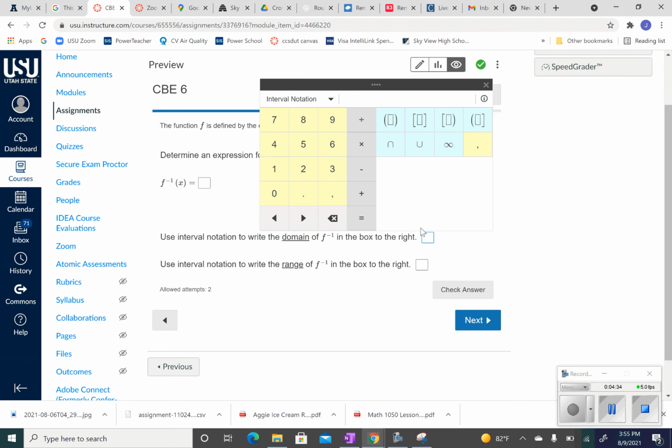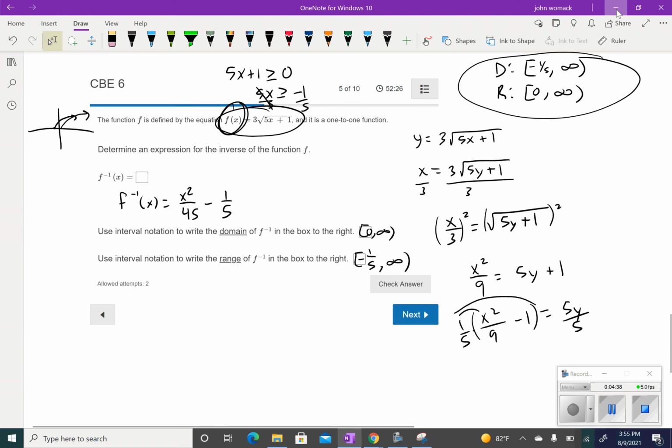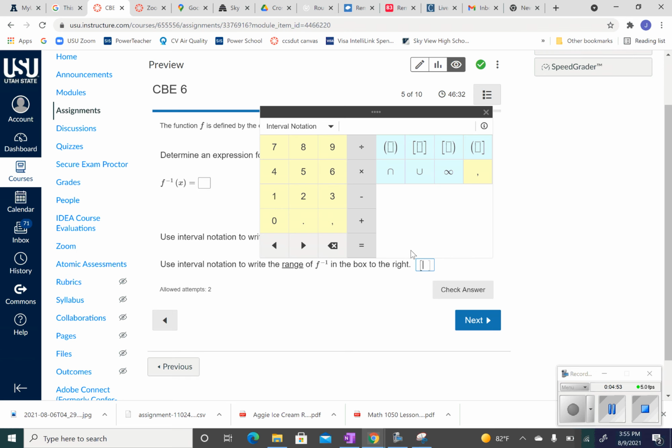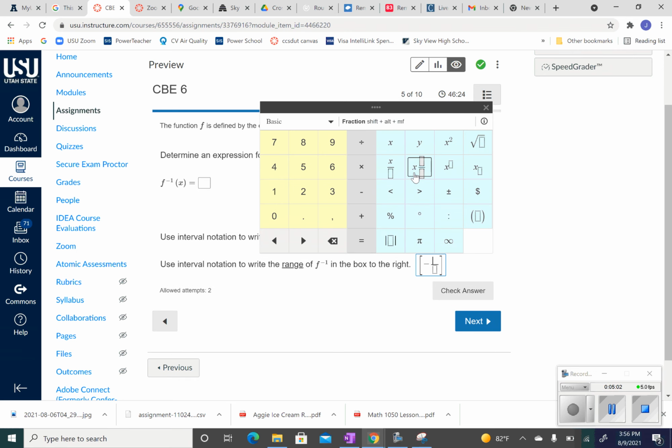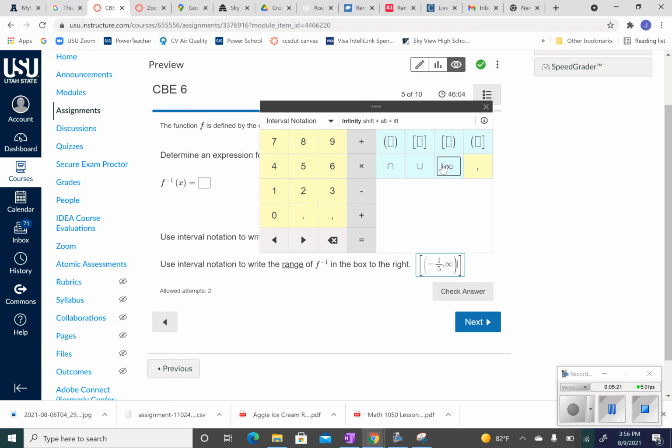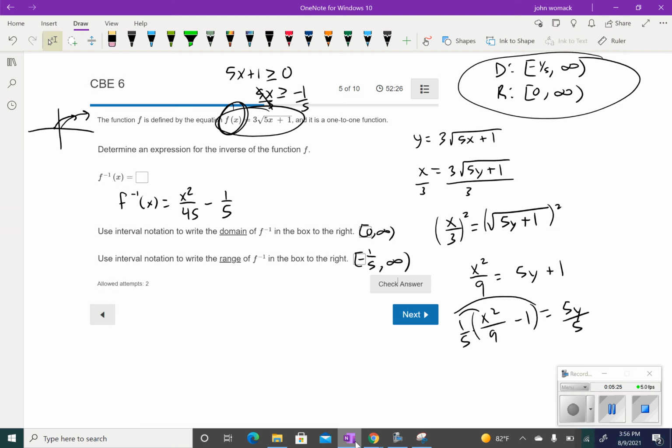Let me put this domain in. Let's put the domain and range in first. Then I'll go back. So the domain is 0 to infinity, and the range is -1/5 to infinity. Okay, and then the range, because we switched it, was negative 1/5 to infinity. So we got the domain and range, 0 to infinity, negative 1/5 to infinity. And then this is my inverse function, x squared over 45 minus a fifth.